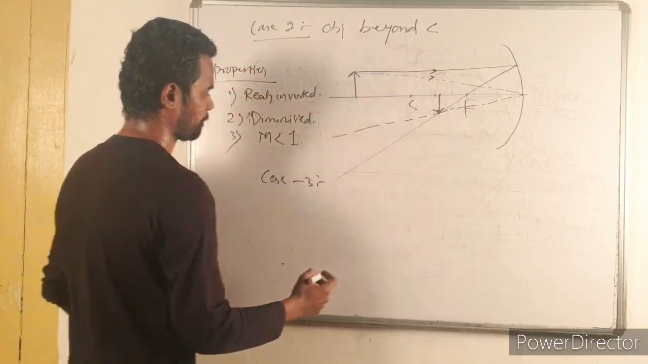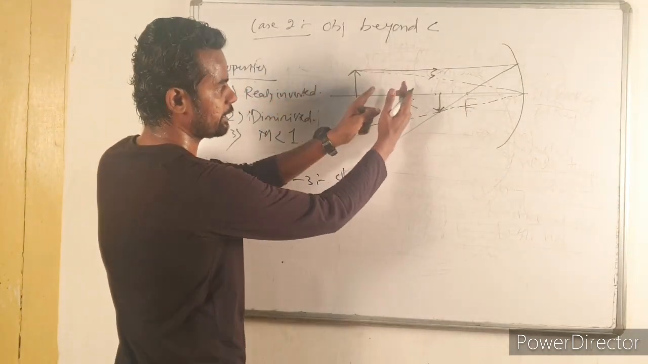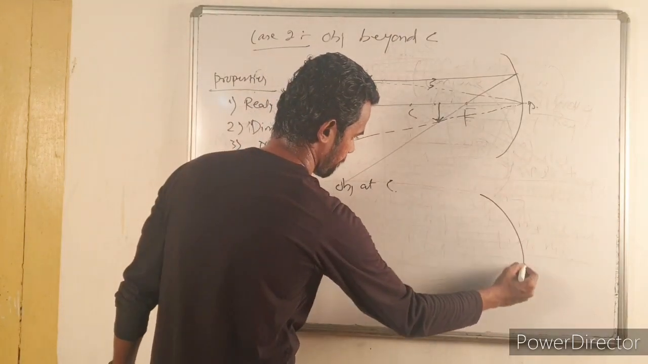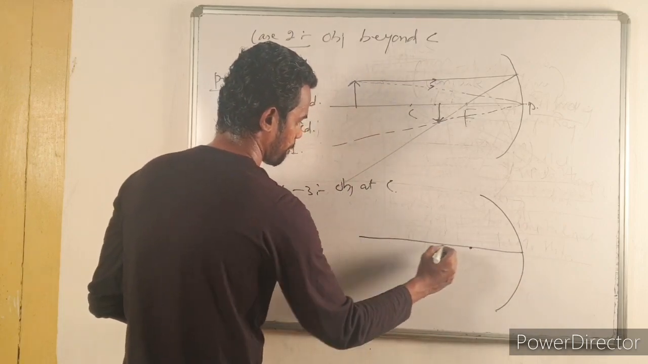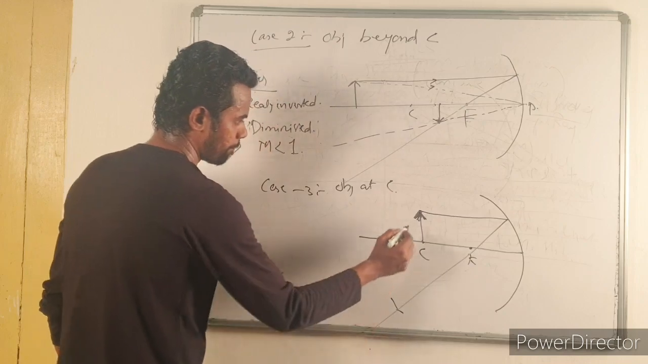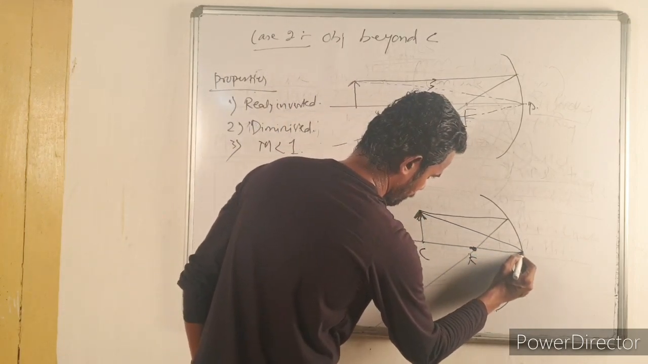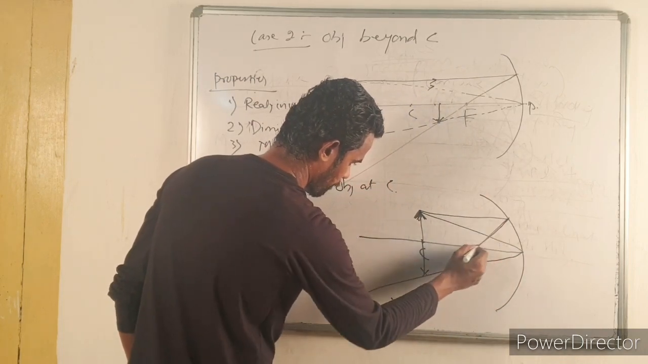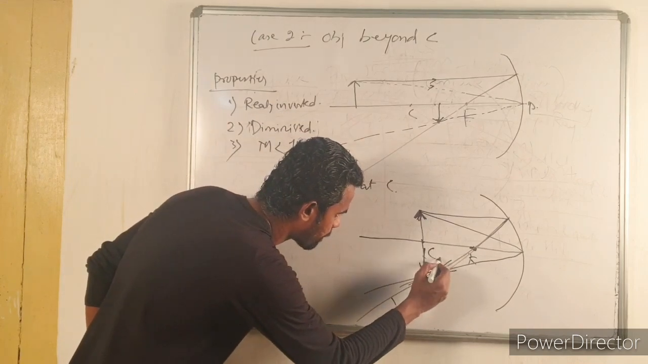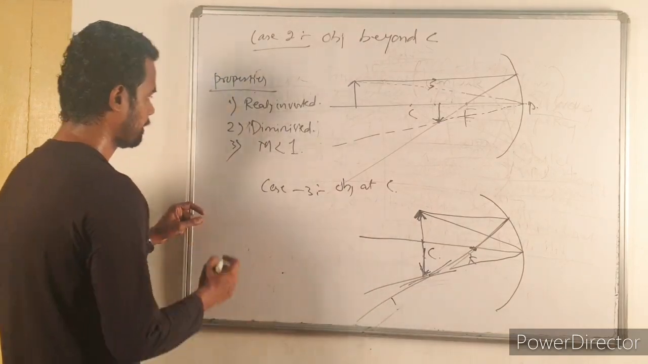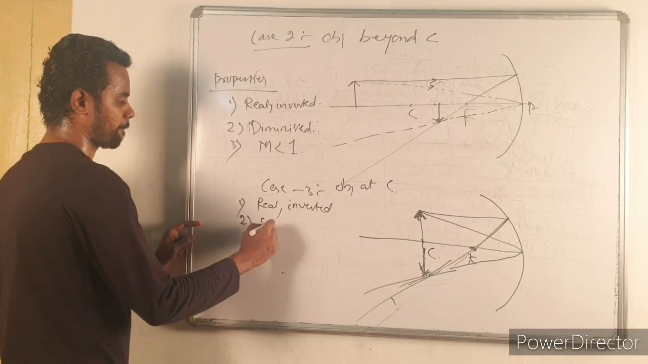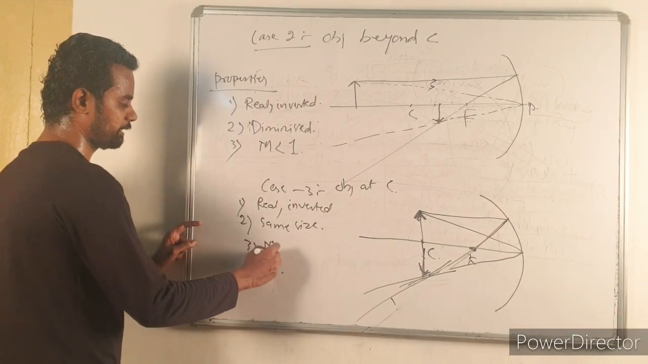Next case, we will bring the object to C. First infinity, beyond C, C, between C and F, F, and between F and P. So object at C. Here we saw that if the object is at C, the image also forms at C, and the properties are again real, inverted, and in this case the same size. So here the magnification is 1.